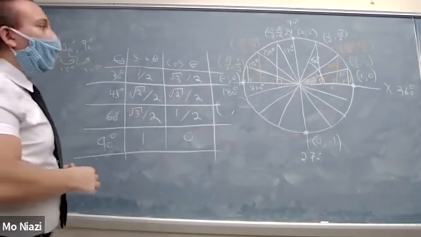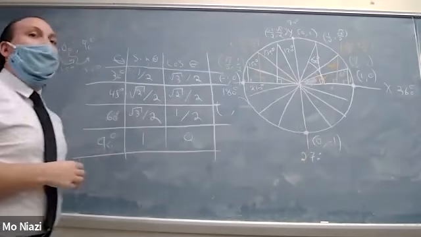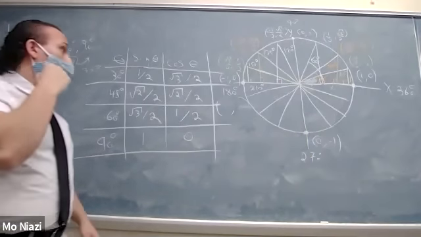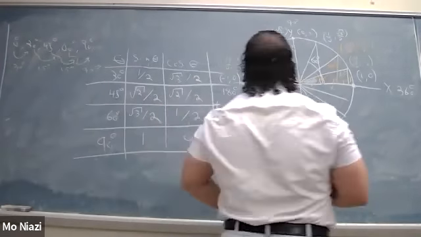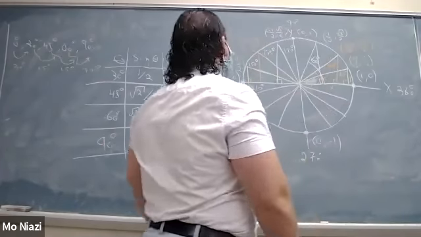One is negative x and positive 1, right? No, they're both negative. Negative half. Negative square root of 3 over 2. So which ones are which?